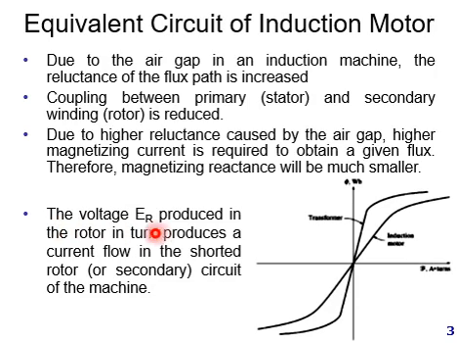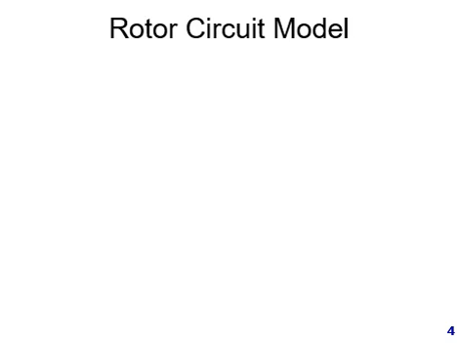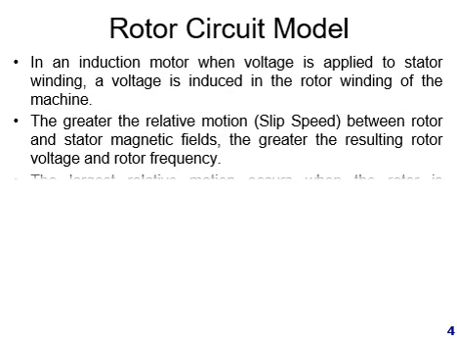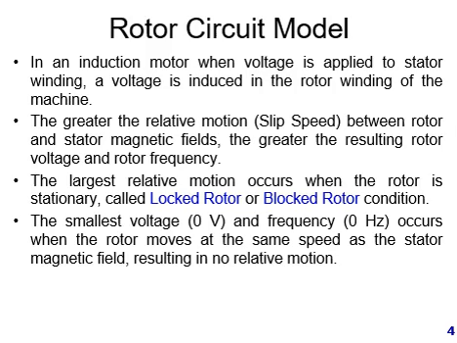The voltage ER produced in the rotor produces a current flow in the shorted rotor circuit of the machine. Now we consider how the slip has a role in the induction of voltage. In an induction motor, when voltage is applied to the stator winding, a voltage is induced in the rotor winding of the machine.